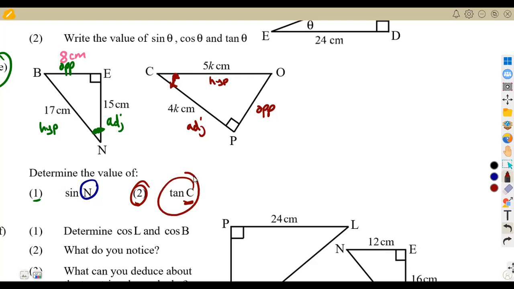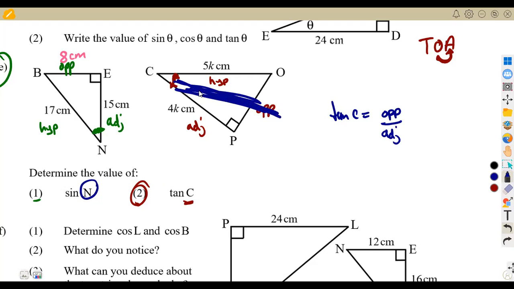In order for us to have the ratio of tan C, remember from SOH CAH TOA, in this case TOA, tan is opposite over adjacent. So we're supposed to have the tan of C equal to the opposite over the adjacent. Now, if we check this triangle, we have the adjacent, yes, but the opposite we do not have. So what are we going to do?